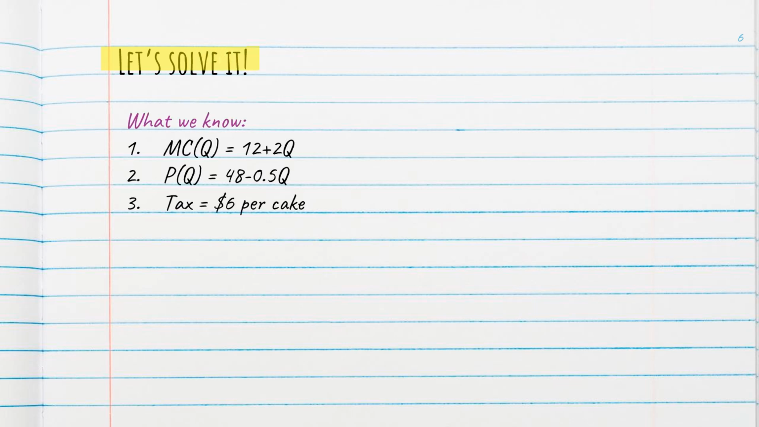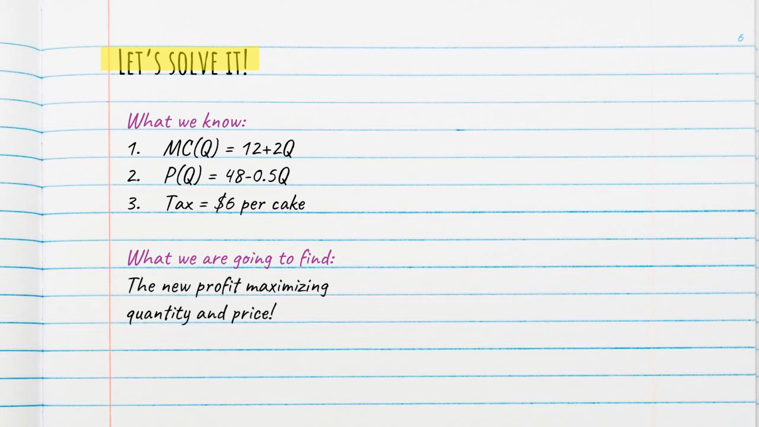Let's solve this question. Here's what we know: marginal cost, inverse demand, and the tax. The first thing we're going to find is the profit maximizing quantity and price. So we know this tax is on buyers, so we need to incorporate the tax into the demand curve. How do we do that? Well, it turns out that the demand curve under the tax is just going to be the original inverse demand curve minus the tax.